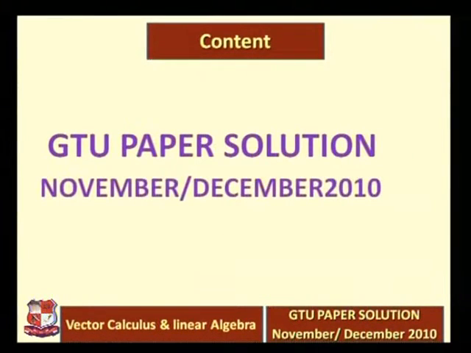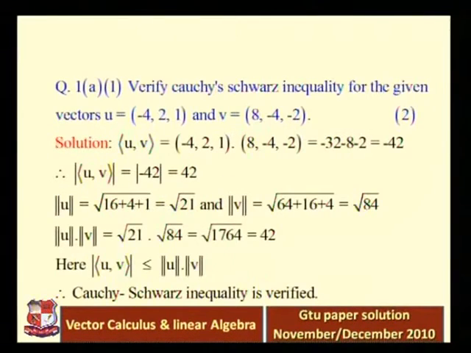Here is the content: GTU paper solution November December 2010 of the subject of vector calculus and linear algebra. First question 1a, first part. Verify Cauchy-Schwarz inequality for the given vectors where u is equal to (-4, 2, 1) and v is equal to (8, -4, -2).